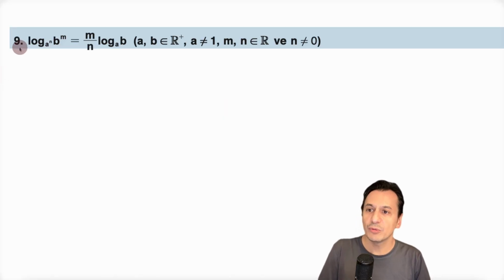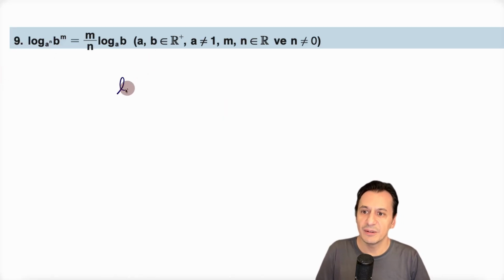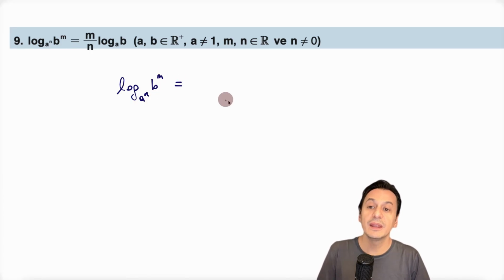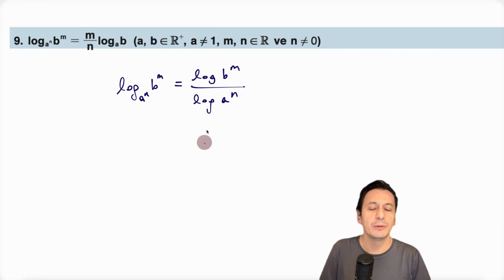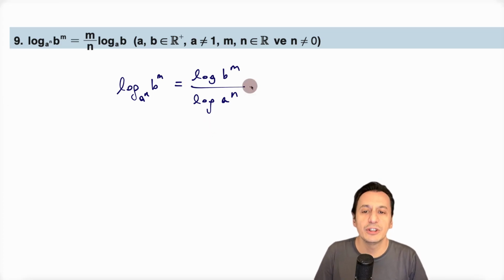9. Our rule is a crazy one. Let's write it down first. Logarithm base a to the power of n, of b to the power of m. Now, using property number 7, b to the power of m on top, a to the power of n on the bottom. Logarithm b to the power of m, look, it's on top. Logarithm a to the power of n is on the bottom. Both have a base of 10. All right, we've written it like this.